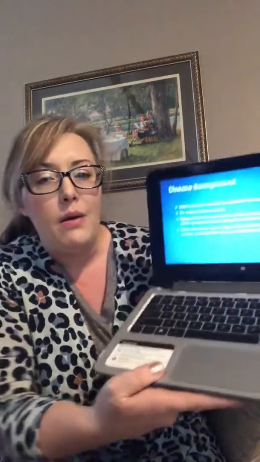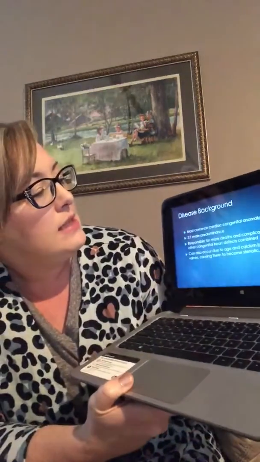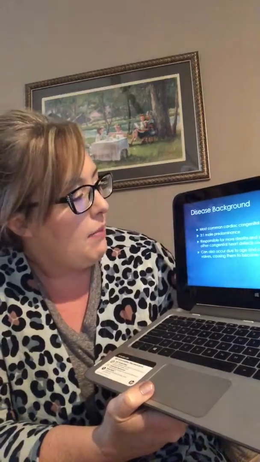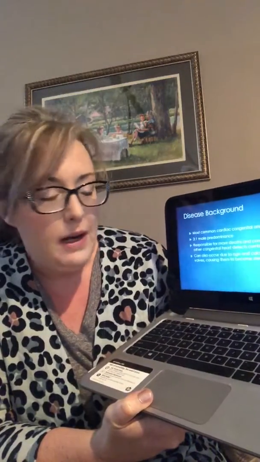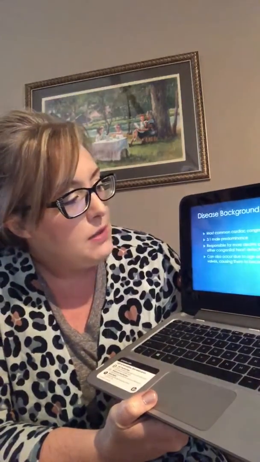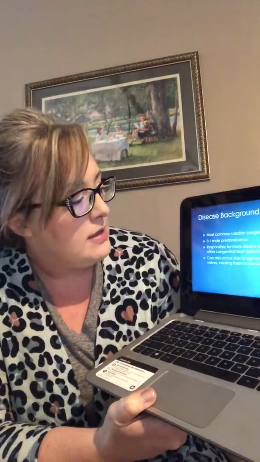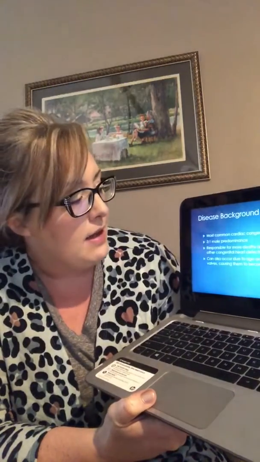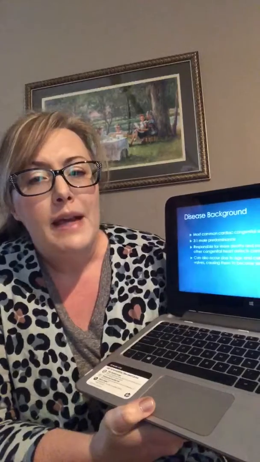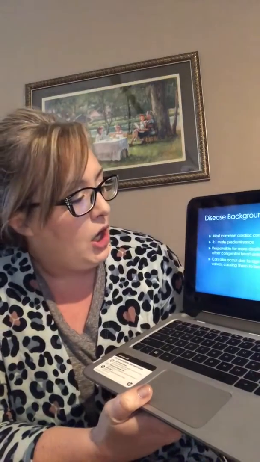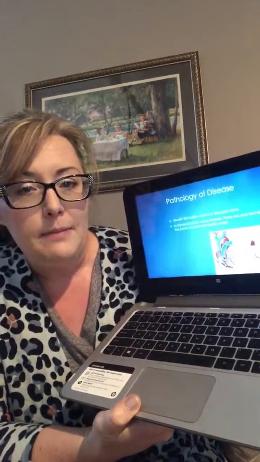So a little bit about the disease background. It is the most common cardiac congenital anomaly. There's a 3-to-1 male predominance with this. It's responsible for more deaths and complications than all other congenital heart defects combined. Bicuspid aortic valve disease can also occur due to age when there's calcium buildup on the valves, and this causes those valves to become stenotic.